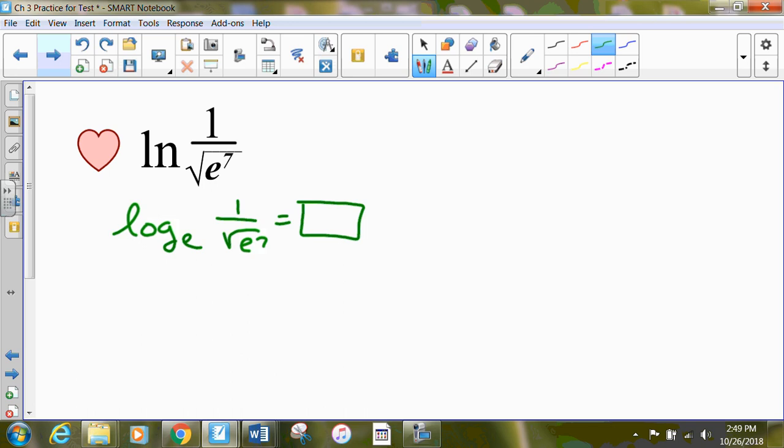Well, I can write it. I can change it into an exponential. So e to the what equals 1 over root e raised to the 7th power? How did e turn into a 6? 1 over the root e raised to the 7th power.